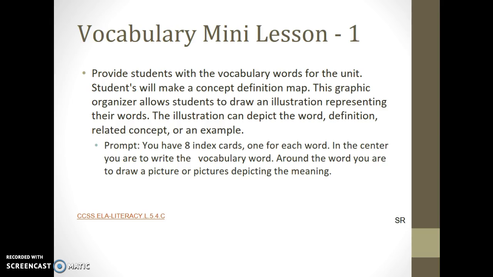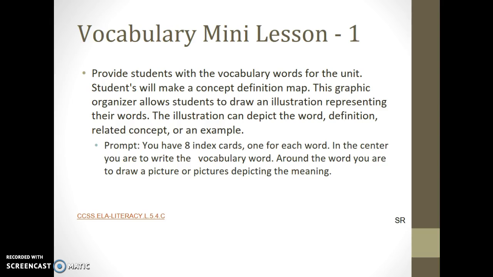Vocabulary Mini Lesson 1. Provide students with the vocabulary words for the unit. Students will make a concept definition map. This graphic organizer allows students to draw an illustration representing their words. The illustration can depict the word, definition, related concept, or an example.